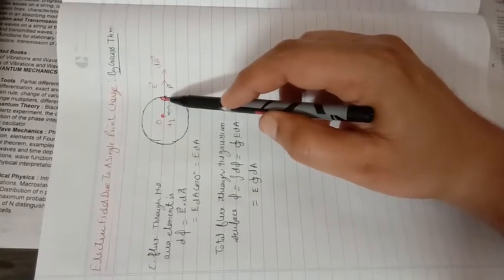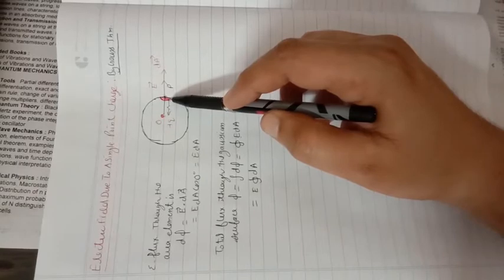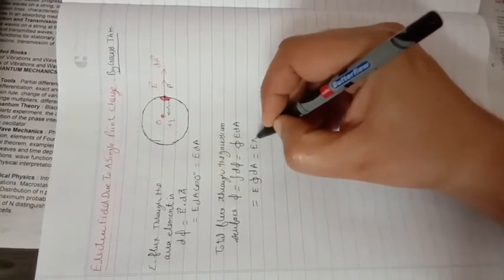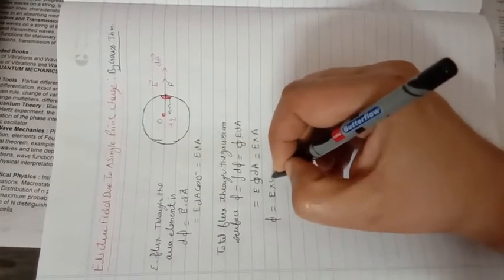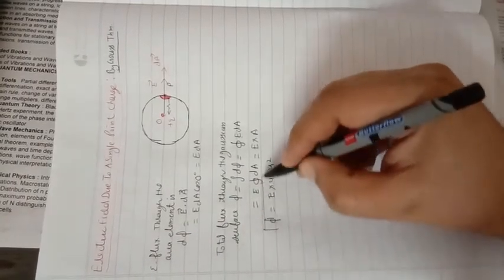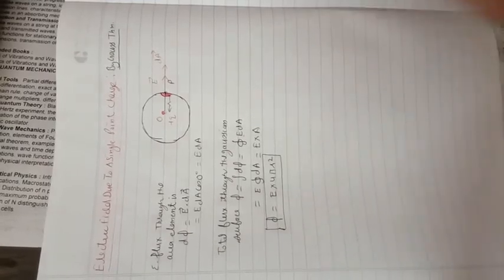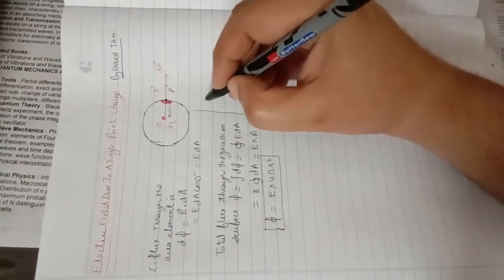So this is a small portion of the surface of the sphere. So when we integrate it, we get the total area of the sphere, E into A, and we know that area of the sphere is 4 pi r square. This is the flux which is passing through the Gaussian surface. Now, last step, we will apply Gauss theorem.